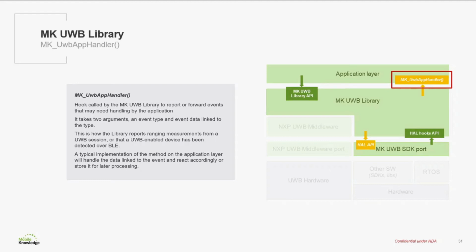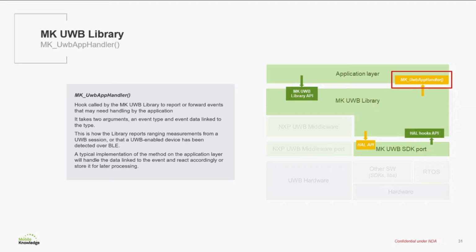All the APIs we've seen so far are called by the application to produce some action or to change the behavior of the library. Instead, MK UWB app handler is a method that the library calls to report an event that may need handling by the application layer. For example, that a supported device has been detected over Bluetooth Low Energy, or that ultra-wideband data is available for an ongoing session. This is not implemented in the library, but instead needs to be coded in the application layer.